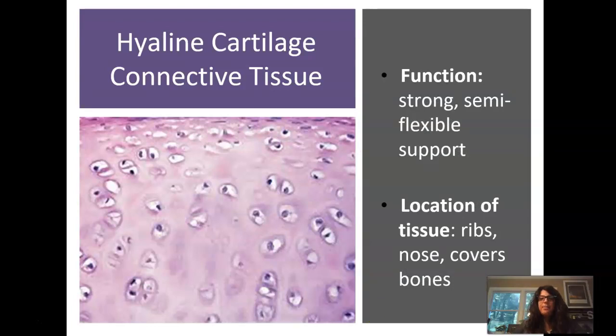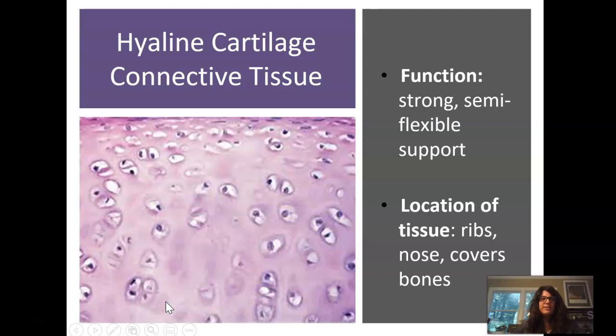And then the last type of connective tissue that you need to identify or draw in your packet is hyaline cartilage. You can see each of these is a chondrocyte here, with all of the extracellular matrix surrounding the cells. These are found in your ribs and your nose. It covers your bones, and its function is to be a strong, semi-flexible support. The articular cartilage found at the end of your bones helps reduce friction when bones are rubbing against each other. But you can draw that into your lab packet.